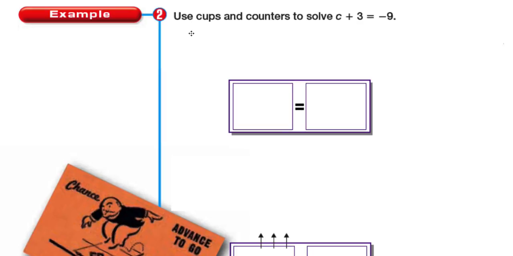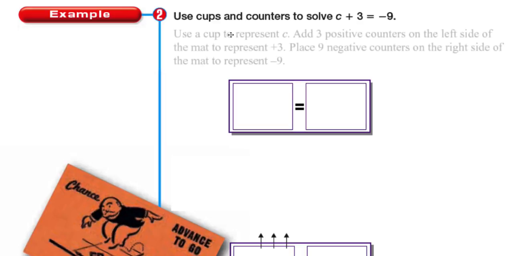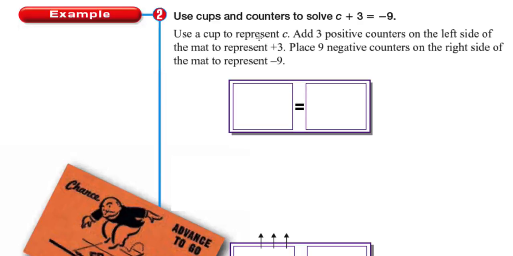Example number 2, again, we use cups and counters to solve c plus 3 equals negative 9. Okay, so use a cup to represent c. Add 3 positive counters on the left side of the mat to represent plus 3. And then, this is what you have right here. So c represents the cup, and 3 positive counters represent plus 3. Place 9 negative counters on the right side of the mat to represent negative 9. And that's what we have.